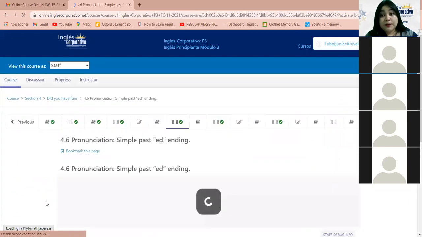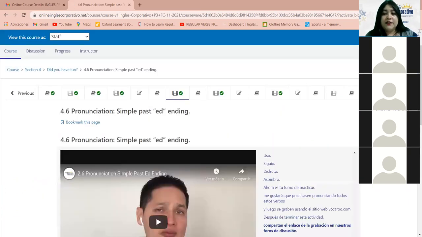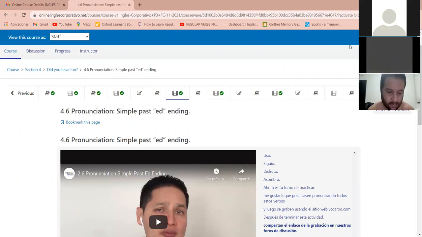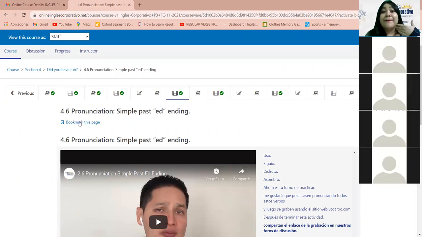Porque, listen, los verbs in simple past tal vez no sean tan difíciles de utilizarlos ya cuando los están plasmando gramaticalmente, pero sí se les puede complicar cuando los están repitiendo, right? O cuando lo hacen verbalmente, which is totally different.